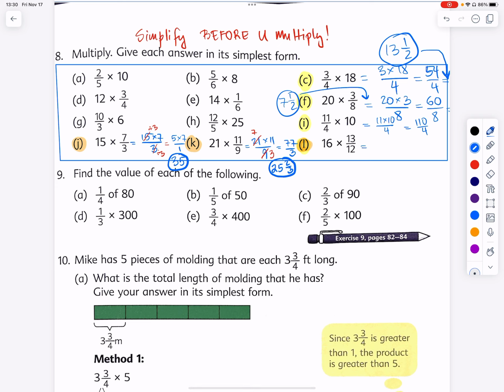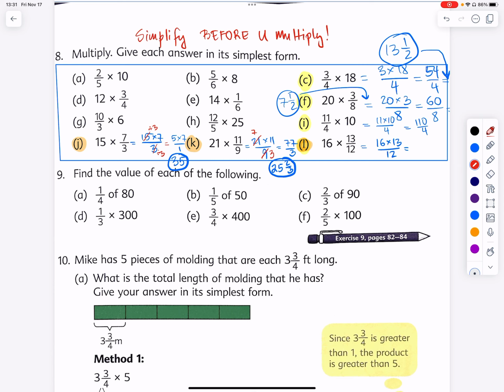Finally, example L for love. We have, again, a quite large number: 16 times 13 over 12. We can write it this way. Before we multiply 16 times 13, 2-digit times 2-digit, and divide it by 2-digit, let's first see how we can simplify this statement before we multiply.